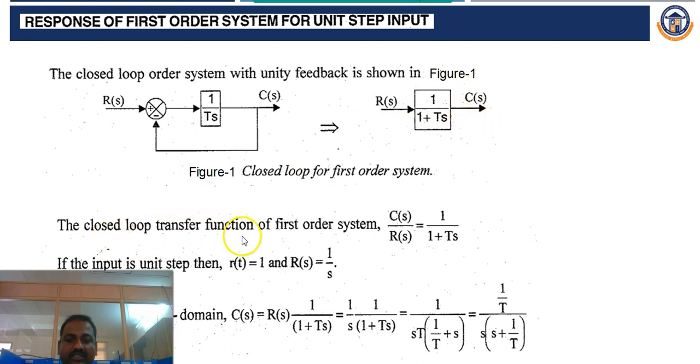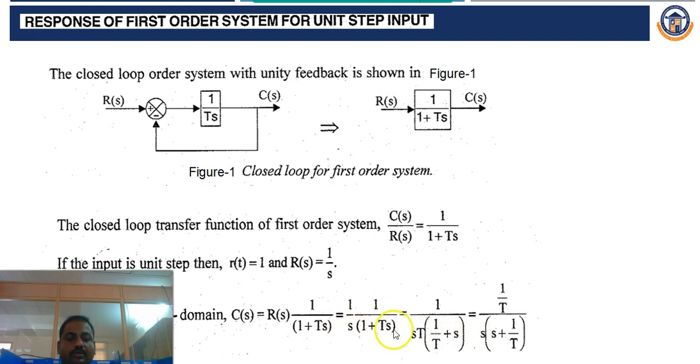The closed loop transfer function of a first order system, C of s by R of s, is equal to 1 divided by 1 plus T of s. If the input is a unit step, then r of t is equal to 1 and R of s is equal to 1 by s. The response in the s domain, C of s, is equal to R of s times 1 divided by 1 plus T of s. Substituting R of s as 1 divided by s, the response becomes 1 divided by s times 1 divided by 1 plus T of s.